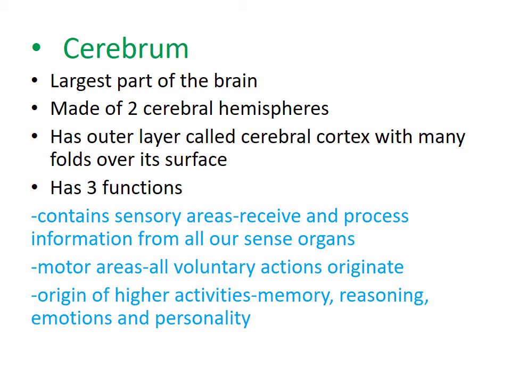When we think about the functions of the cerebrum, the first one is that it contains sensory areas. From these it receives and processes information from all our sense organs. The second one is that it contains motor areas. Normally all the voluntary actions originate from these motor areas. And also it contains the area for the origin of higher activities. Examples of these higher activities are memory, reasoning, emotions and personality.